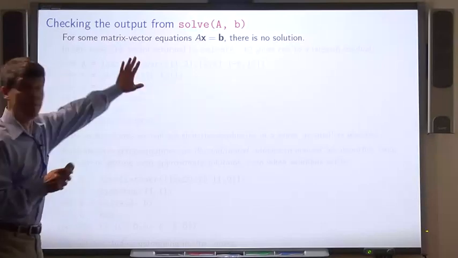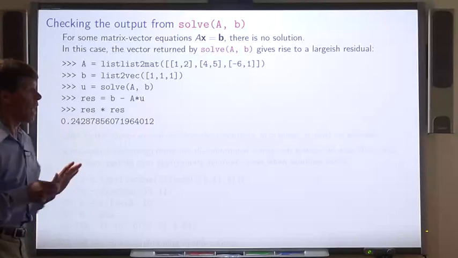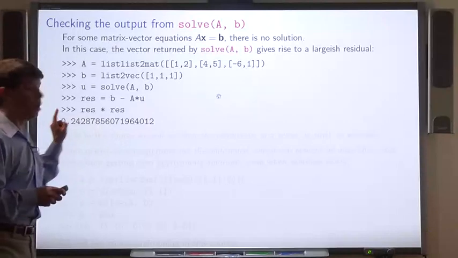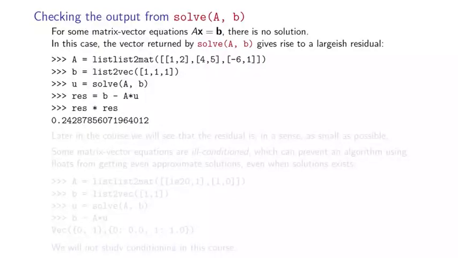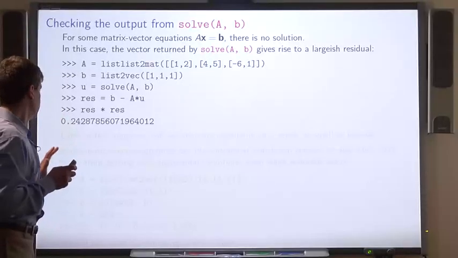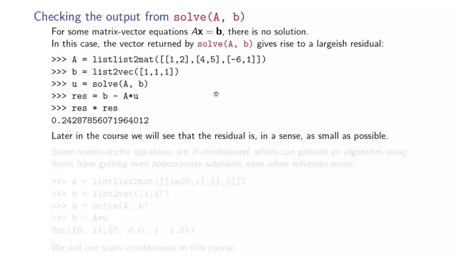Now, for some matrix-vector equations, there is no solution. And in this case, the dot product of the residual will not be so small. That'll indicate that the vector we got is not a solution to the equation. And in this case, there is no solution. And we'll learn later that the algorithm used here actually computes a solution that's, in a sense, as close as possible, so that the residual is, in a sense, as small as possible.